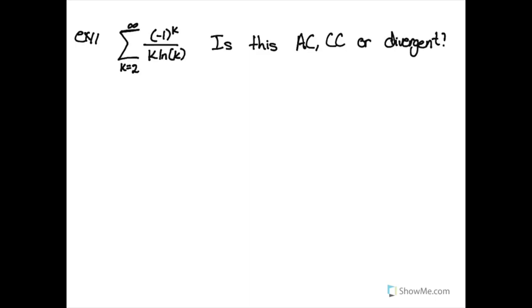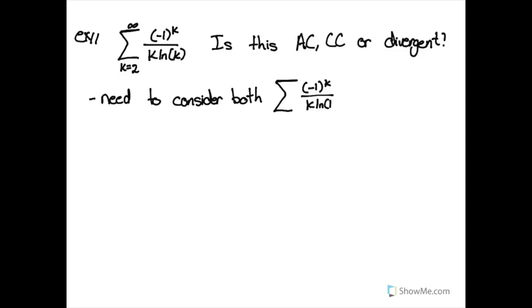Right. So in this question, since we don't know whether the series will be absolutely convergent, conditionally convergent, or divergent, we need to consider both the original series, which is just minus 1 to the k over k ln k, and the absolute value series, 1 over k ln k, from k equals 2 to infinity.